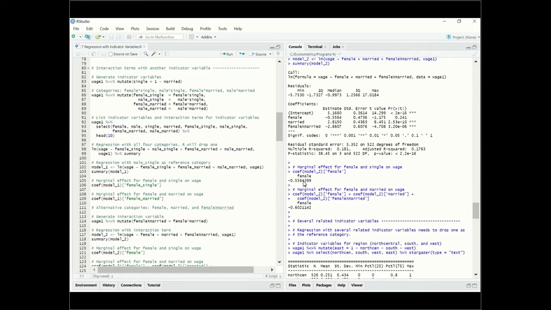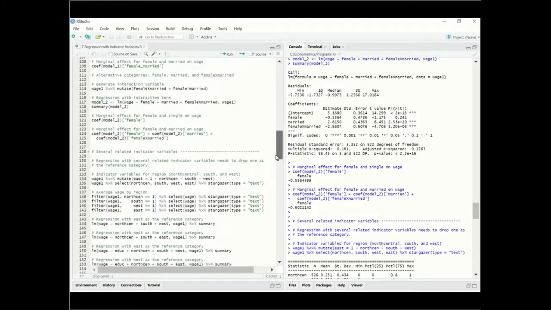If you notice, these two marginal effects are exactly the same as we had before in the other way we did the interaction terms. So again, we are comparing being female and single or being female and married to the reference category, which is being single male. And that's our reference category.